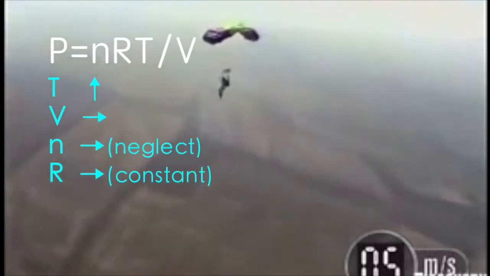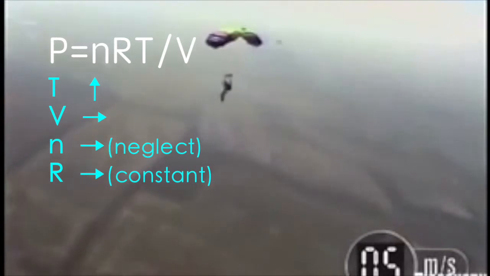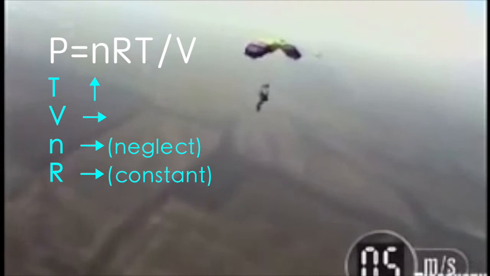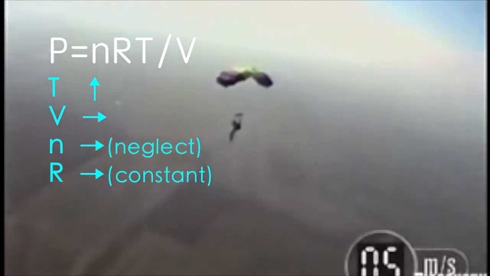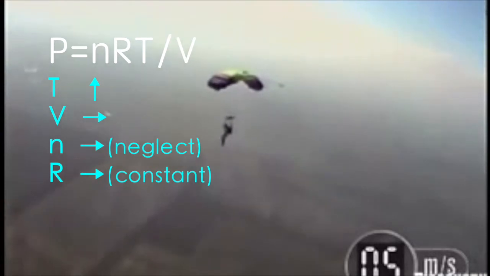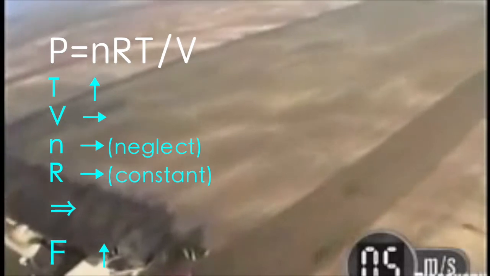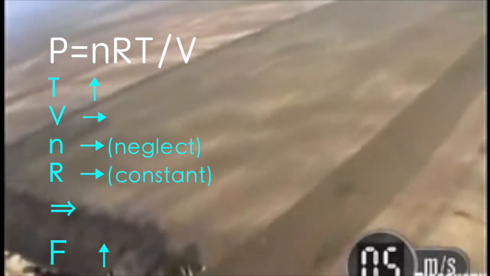Also, according to geography, we know that for every 100 meters decrease in altitude, the temperature increases 0.6 degrees. Therefore, as the skydiver falls down with the parachute, the temperature keeps increasing, and the volume trapped by the parachute stays the same. The amount of gas does change, but only a little, so it can be neglected, and R is constant. Therefore, the pressure inside the parachute also increases while the skydiver falls down.